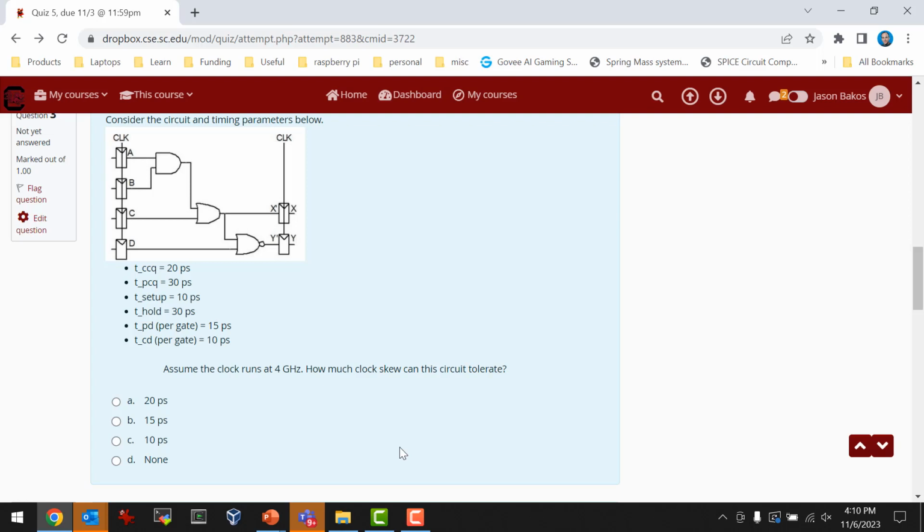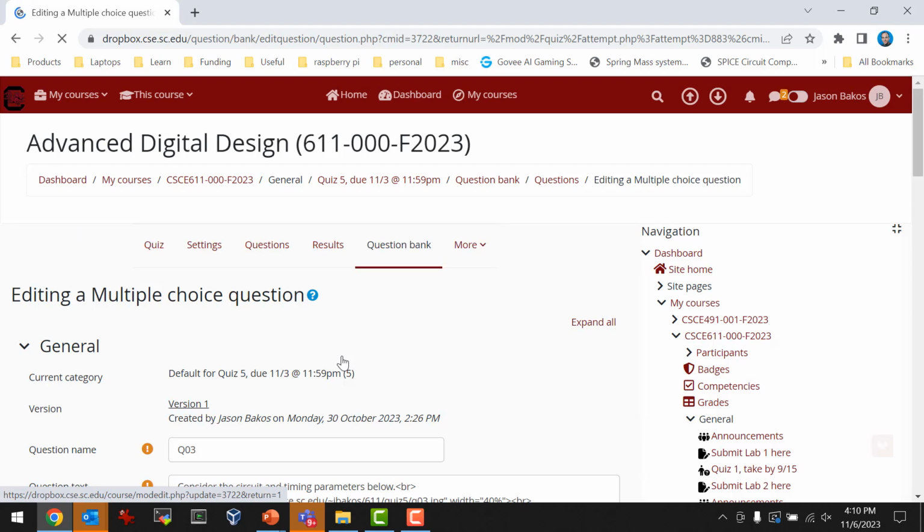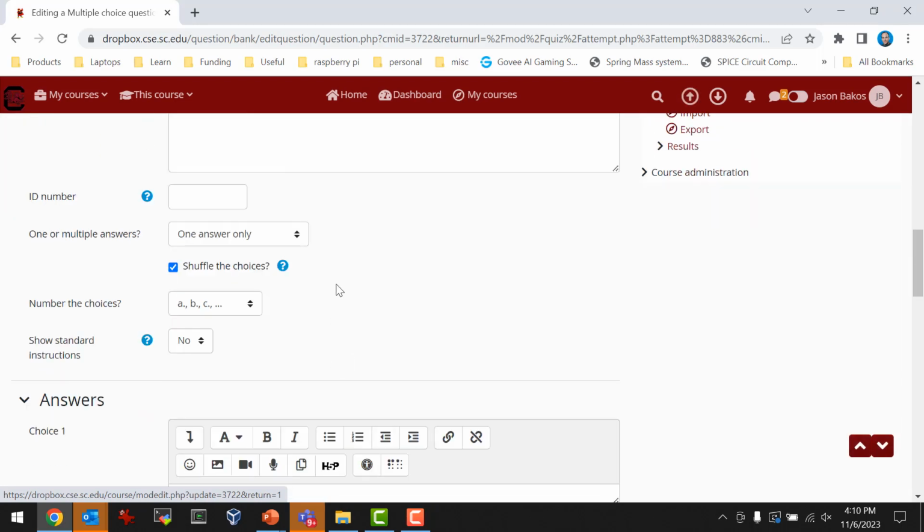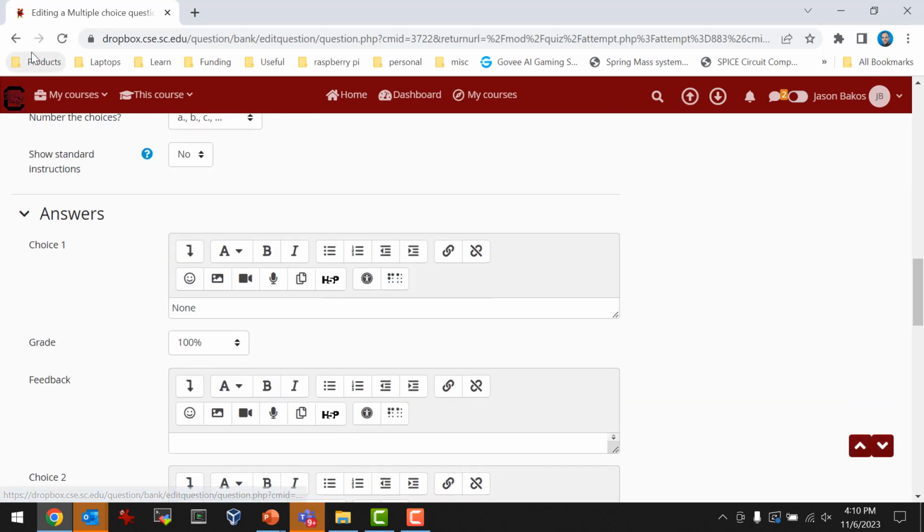minus skew must be greater than 30 picoseconds, which means the skew minus skew must be greater than 0, right? Which means that skew must be less than 0, which means it can't tolerate any skew, right? For the hold time, right? All right, let me make sure I got that right. The answer is none, yeah.